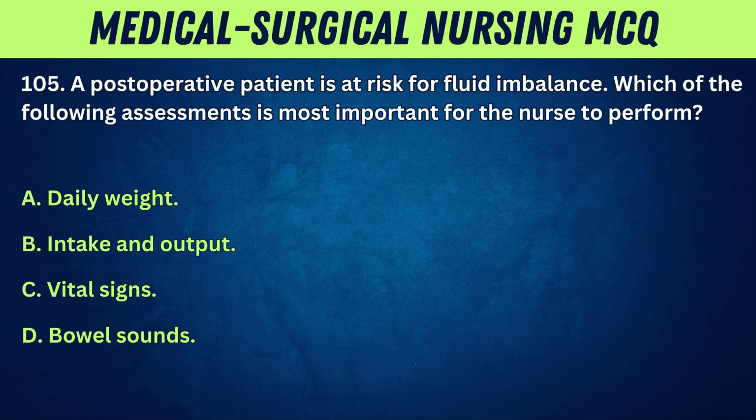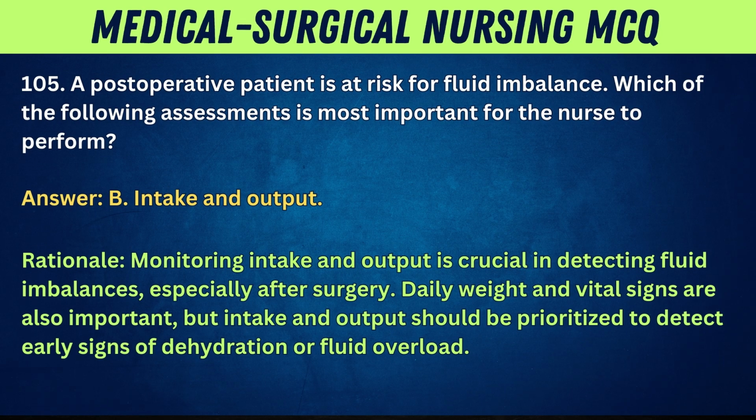A. Daily weight. B. Intake and output. C. Vital signs. D. Bowel sounds. Answer: B. Intake and output. Rationale: monitoring intake and output is crucial in detecting fluid imbalances, especially after surgery. Daily weight and vital signs are also important, but intake and output should be prioritized to detect early signs of dehydration or fluid overload.